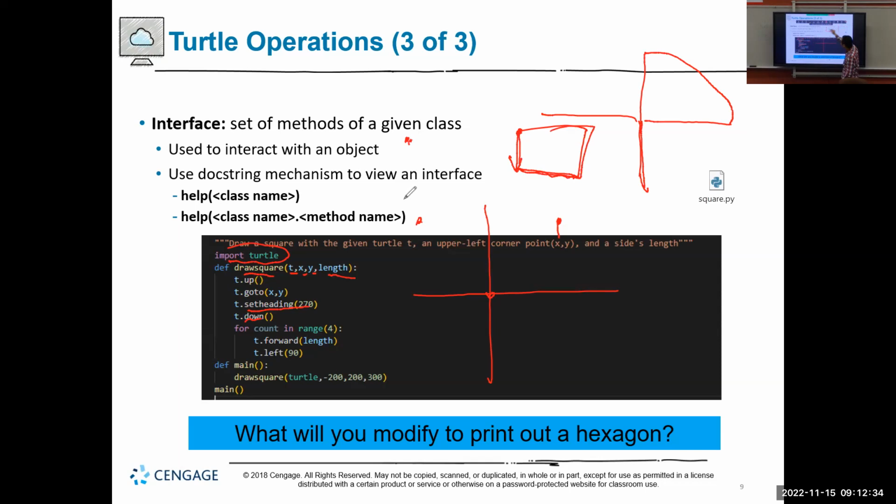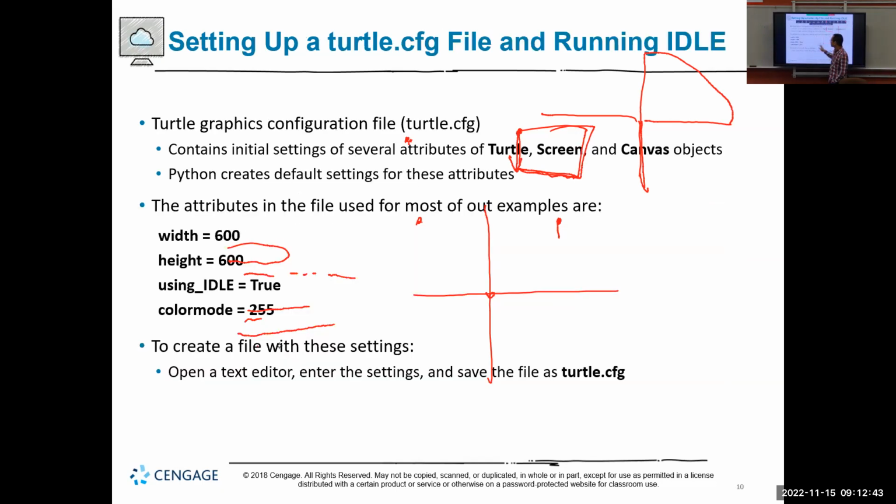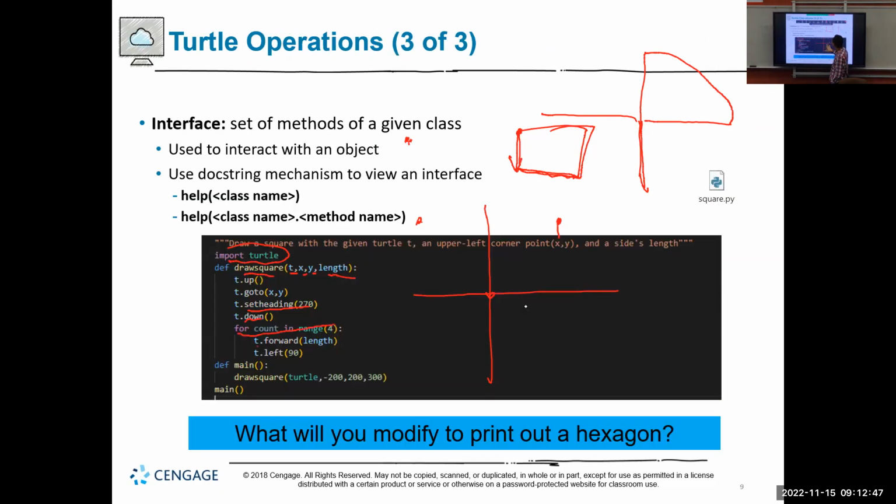1, 2, 3, 4. That's why you have the loop here, 4 times. For every time you do forward length. Sorry, the pen's gone. You gotta press the draw again. Okay, there we go. So here, you see, each time you move it to the length here.